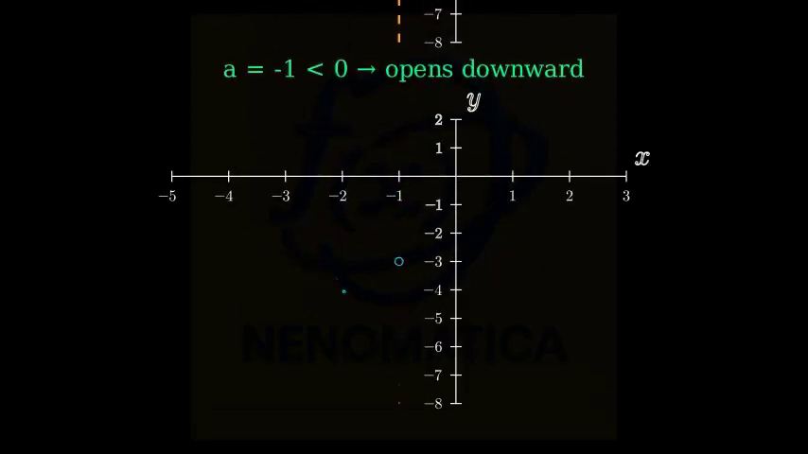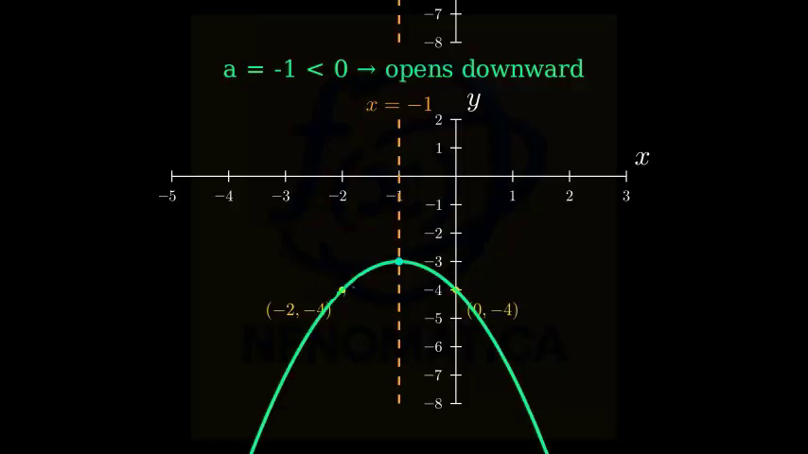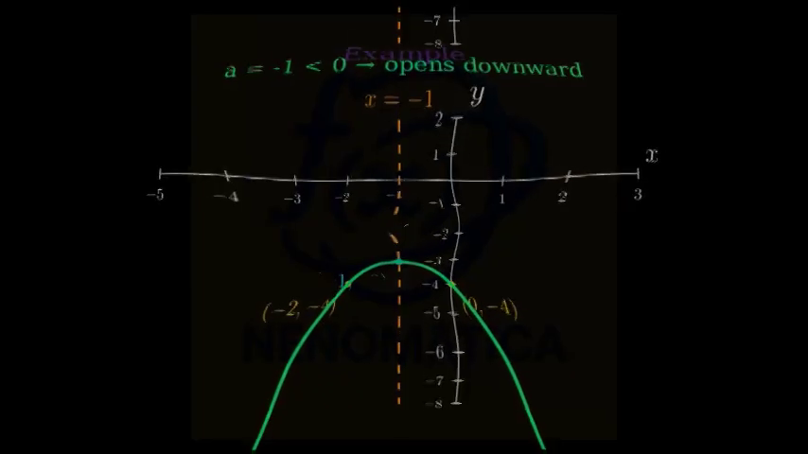Step 4. Plot the symmetric points and sketch the curve. We'll plot the points negative 2, negative 4, and 0, negative 4 on either side of the vertex. Then we draw the smooth parabola passing through these points and opening downward.